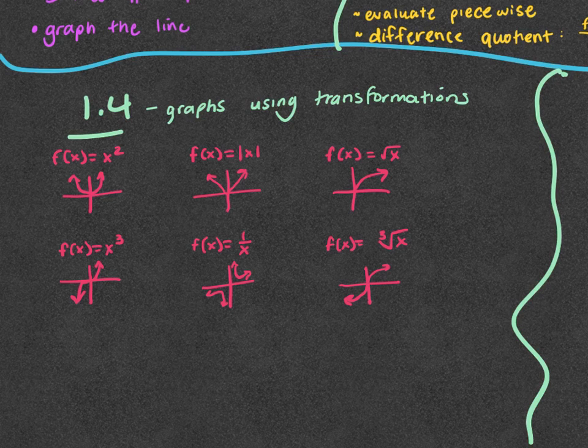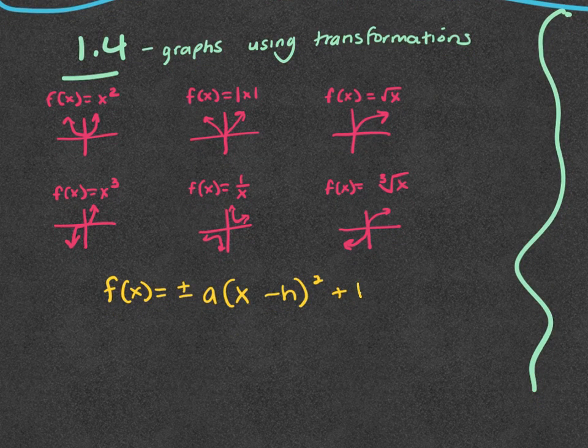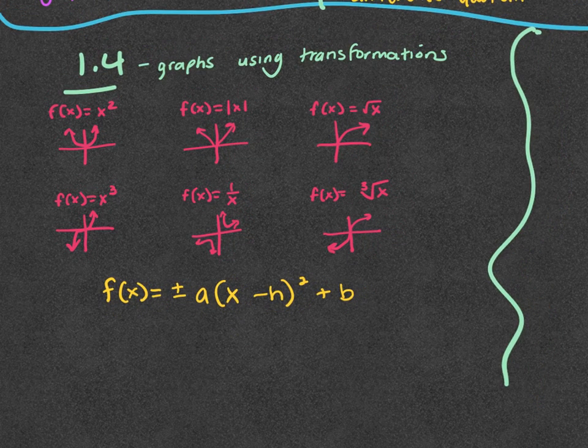So then from there, it's going to ask you to do all the transformations. I'm just going to write it in terms of quadratic, but they are the same for each one. So if it was f of x equals plus or minus a times (x minus h) squared plus b. Actually, there's a c here. Okay, so the plus or minus is going to flip it upside down, right? So positive points up, negative upside down.